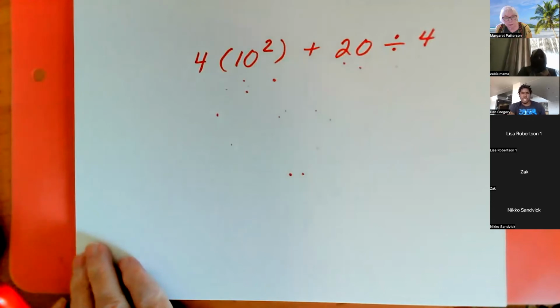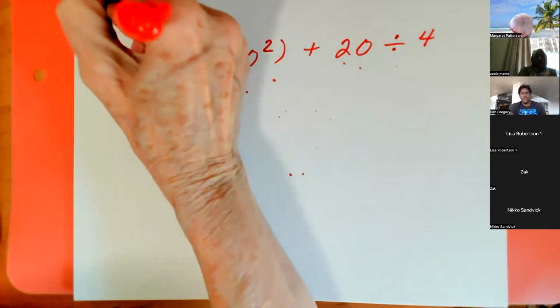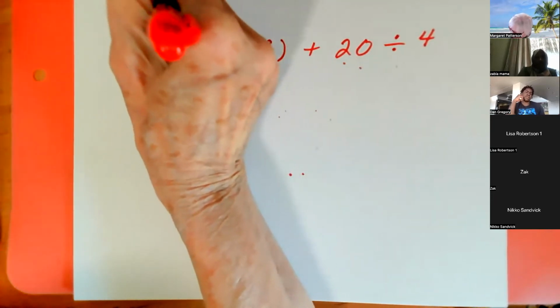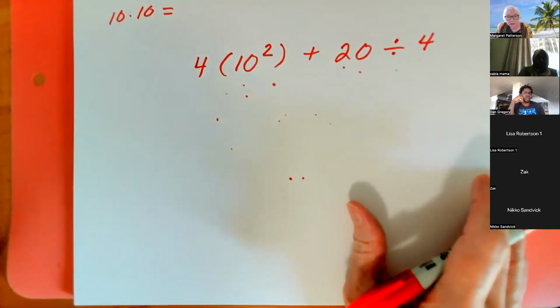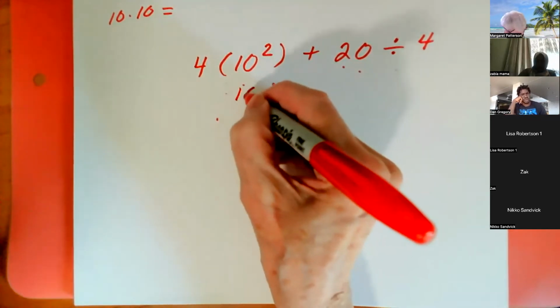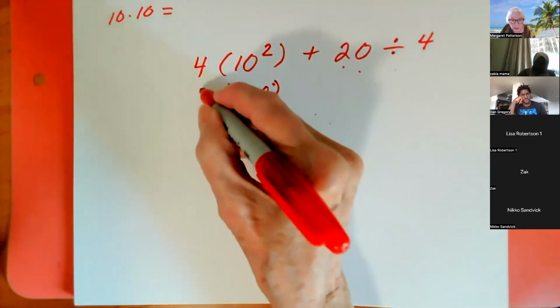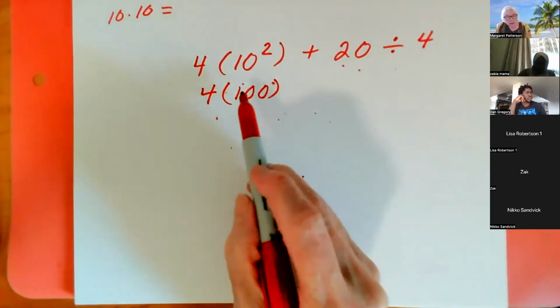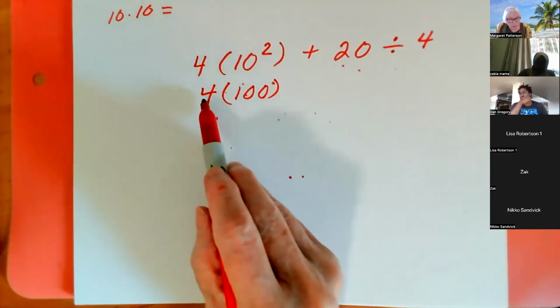And that's your 100. 10 squared, or 10 times 10. 10 times 10? 100. So I'm going to copy the parentheses so that it's signaling I'm going to multiply by the 4.